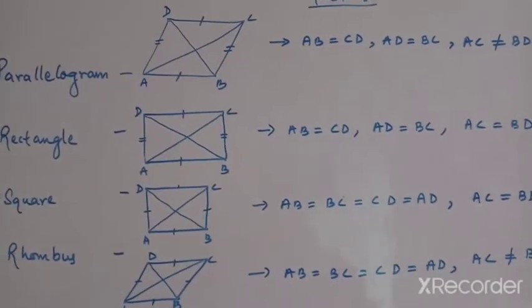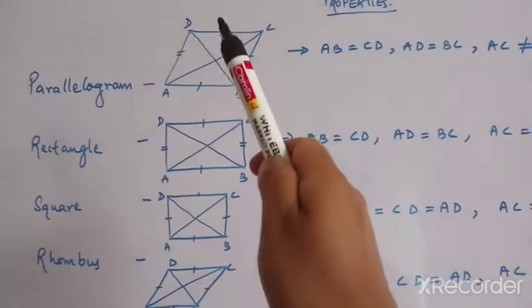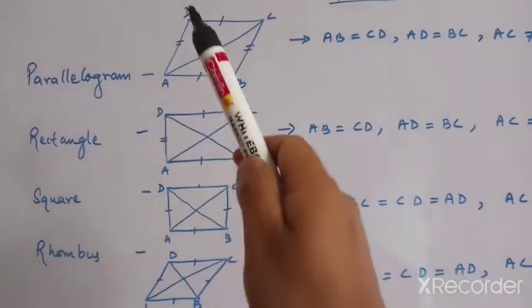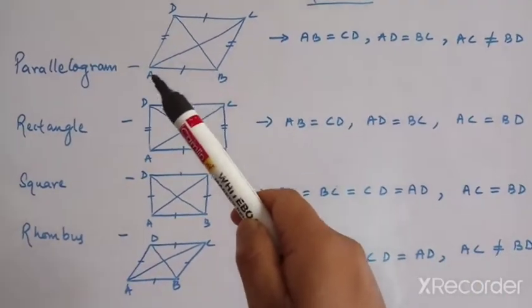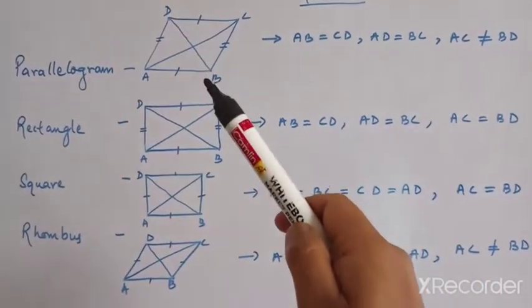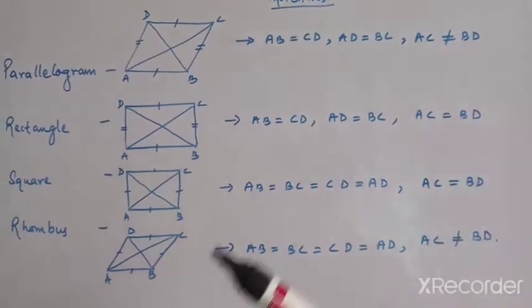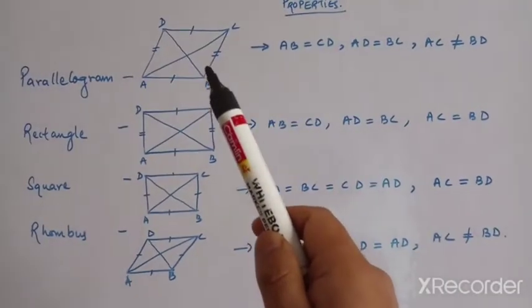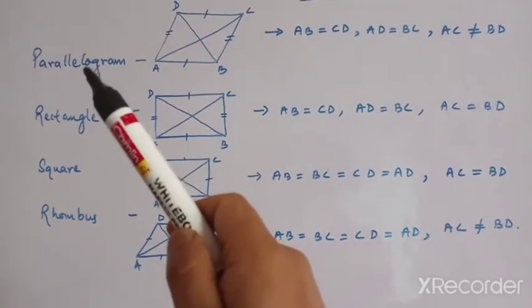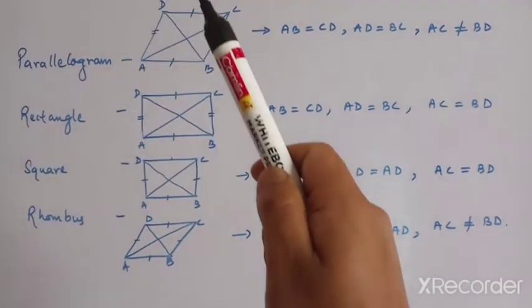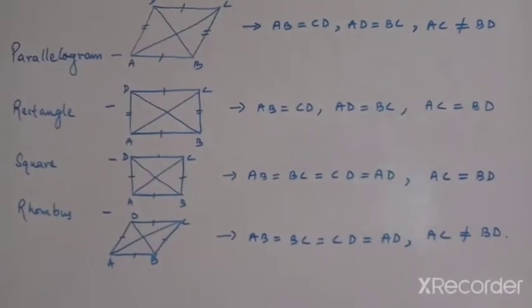And here in parallelogram we have four sides. The opposite sides are equal to each other: AB and CD, and AD and BC are equal to each other. But their diagonals, this AC and BD, are not equal. So in order to prove that given points form a parallelogram, you have to find 1, 2, 3, 4, 5, 6 lengths.